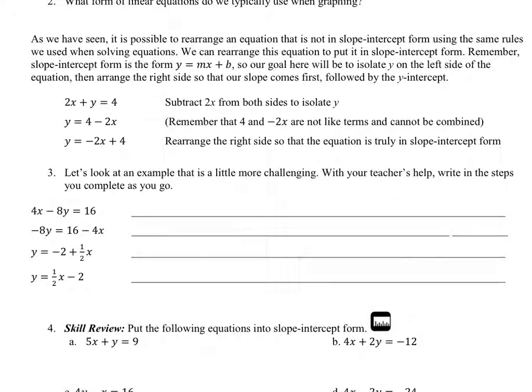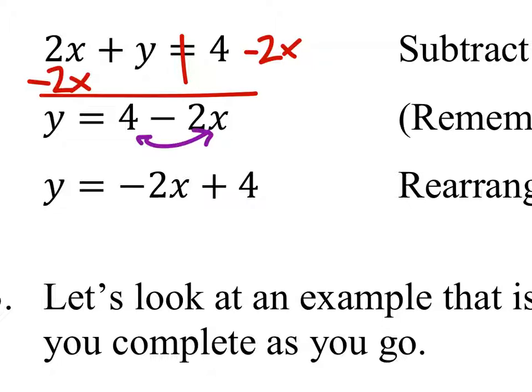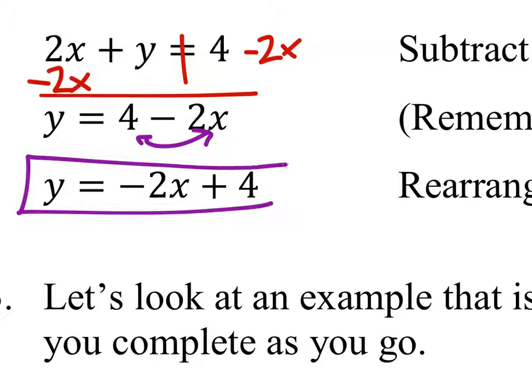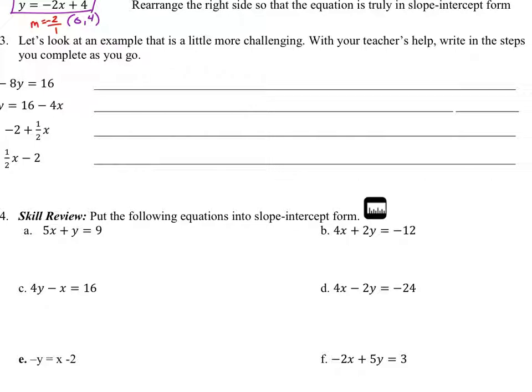So up here, we can see that to start off, they subtracted 2x from both sides. And then all they did is they switched the positions of these two terms, 4 and negative 2x, which gave us y equals negative 2x plus 4. Now, of course, we got our y-intercept at (0, 4). And then we got a slope of negative 2, or negative 2 over 1, which would allow us to graph this line.